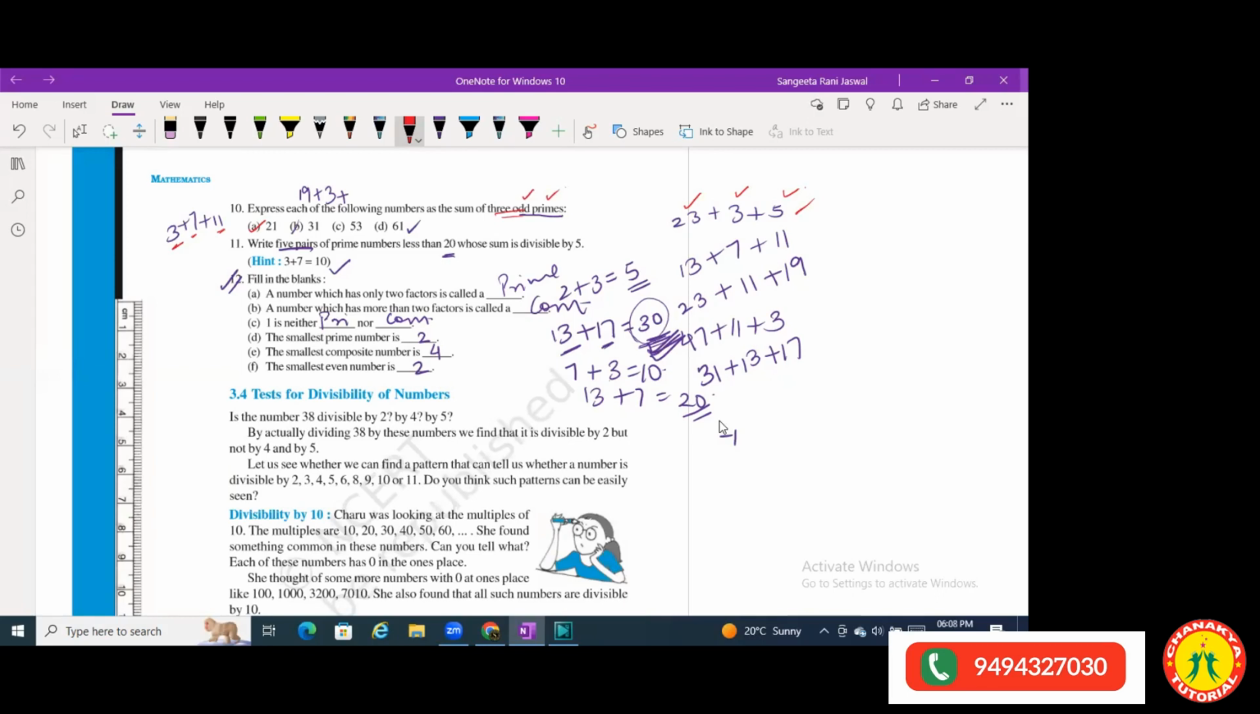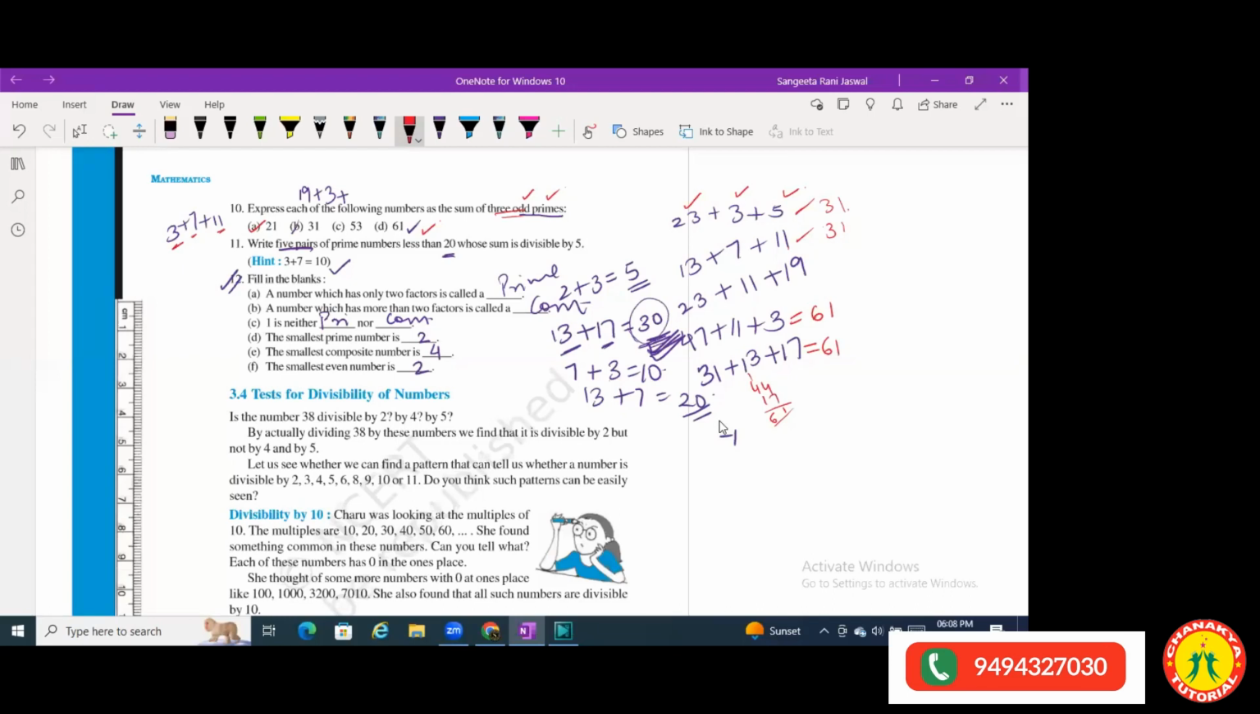13 plus 7 is 21, 21 plus 11 is 31. This is for 31 only. Just check this out. These are some different combinations. 47 plus 11 is 58, 58 plus 3 is 61. Or 44 plus 17, that's again 61. This is another combination for 61.